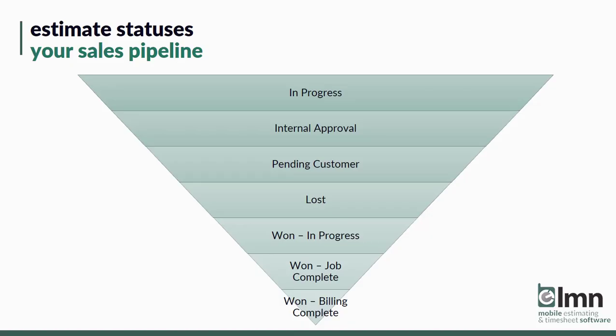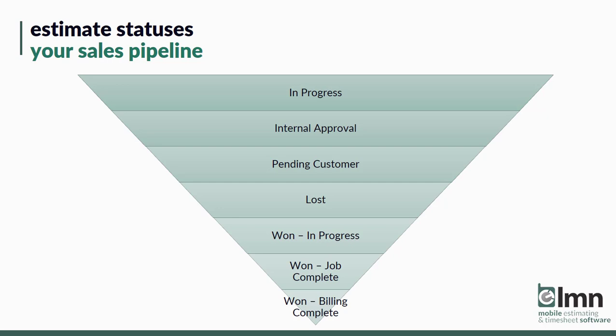So truly think of it as a sales pipeline. Your estimate statuses might look something like this. First, we might set up one called in progress, and then internal approval, if an estimate was waiting for somebody on the inside of our company to approve it before it went to the customer. Then it might be waiting for the customer decision. And then after that, it's either lost or won. But maybe with won estimates, I have a couple of different stages, like the fact that the job's in progress or that the job's complete.